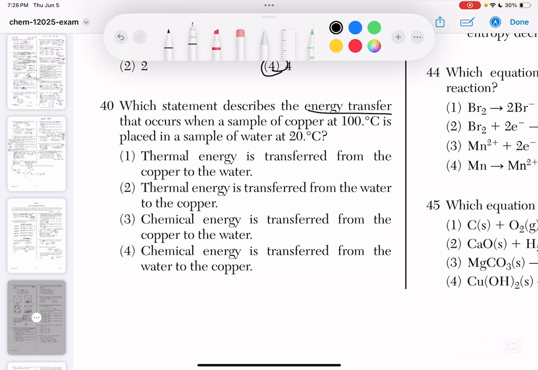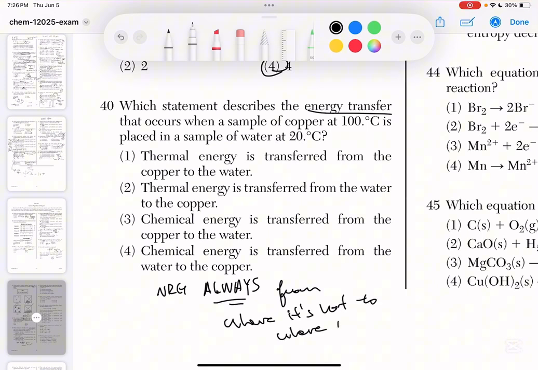Energy transfer. Energy always goes from where it's hot to where it's not. So the copper is hot and the water is not, so it goes from copper to water. These two just don't make sense.